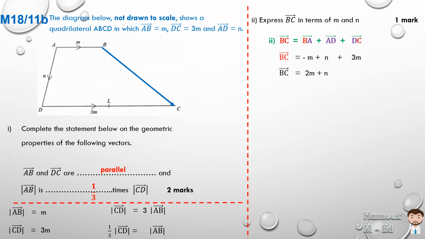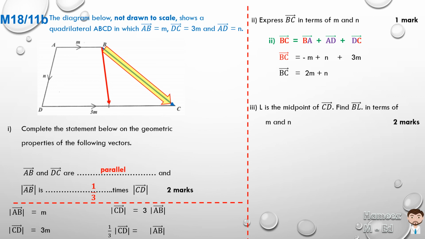Now in part 3, they're telling us L is the midpoint of CD. Find BL in terms of m and n. Well, if we want to find BL, we can go from B to C and then from C to L. So we know BC, but what is CL? CL is minus LC because that direction is going to the right and CL is going to the left. So we put a negative sign. And L is the midpoint. Since L is the midpoint, that means that LC is half of DC. So we can now substitute.